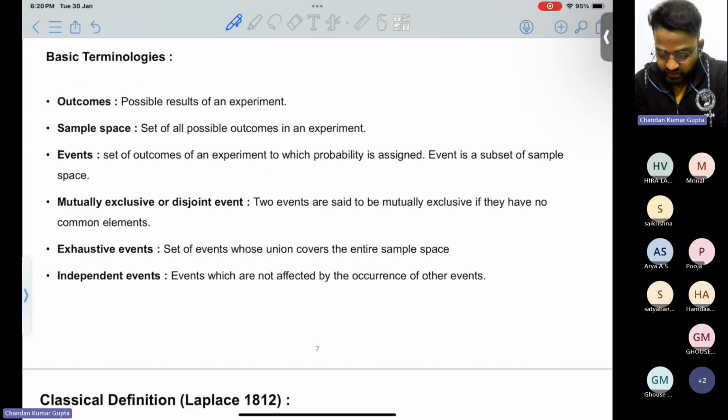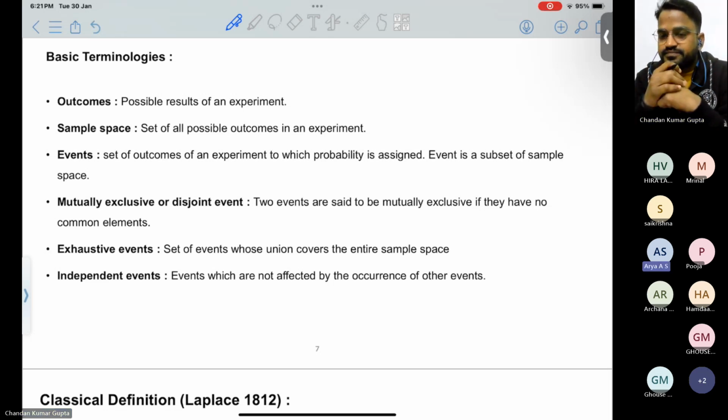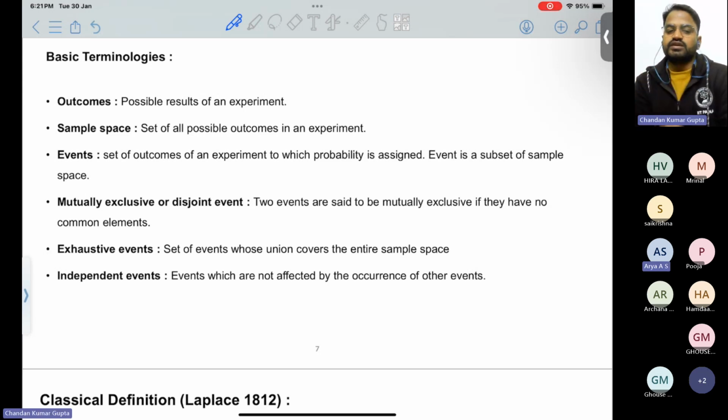Okay, so does anyone want to say anything regarding these terms, like outcomes? What is an outcome? We should interact actually. An outcome is the result of an experiment. Like exactly the possible results of an experiment. If we toss a coin, the outcomes are either head or tail. These are called the outcomes.